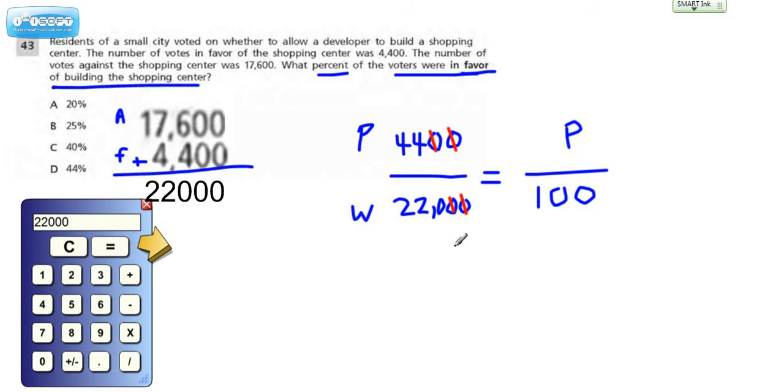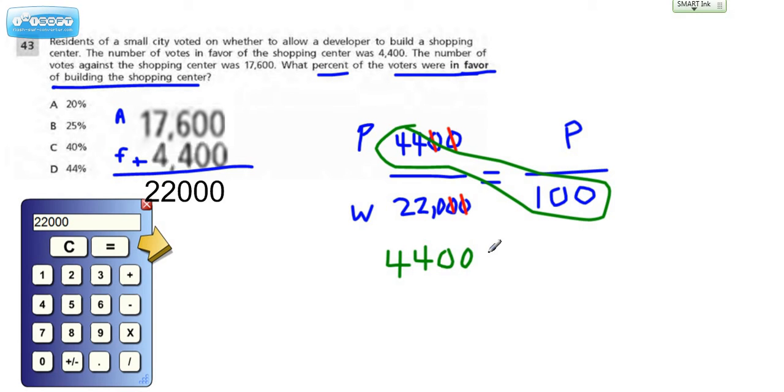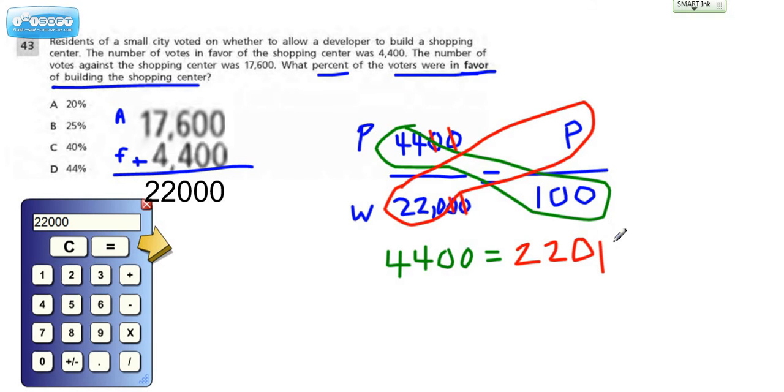But since we have a calculator, let's just use the cross products. So let's find this cross product. We can do that in our head. 44 times 100 would be this. The other cross product going this way, 220 times P, would look like this. And now we're going to use our inverse operations to solve for P. The opposite of multiplying a variable by 220 is to divide it by 220. We'll do that on both sides of the equation to keep it balanced.